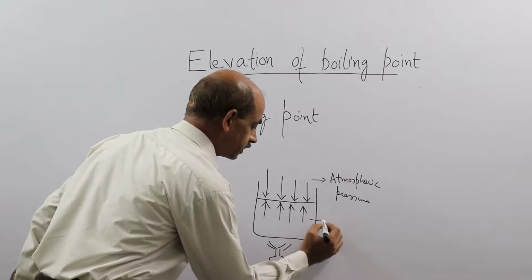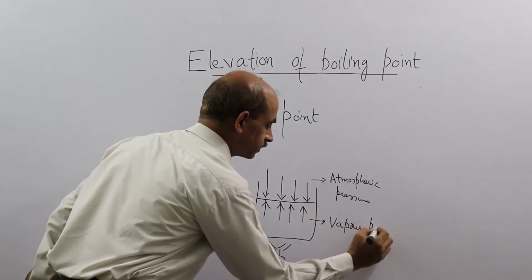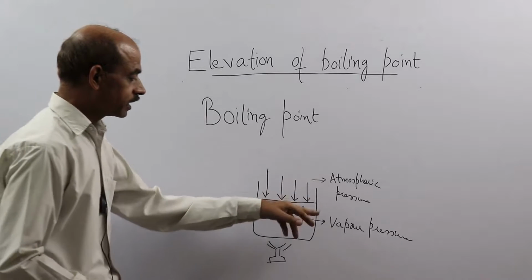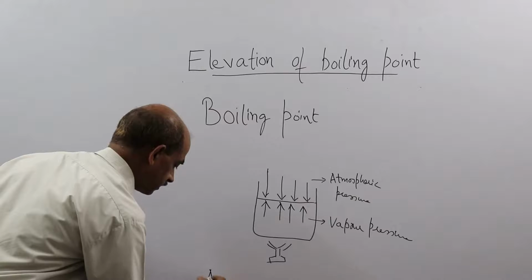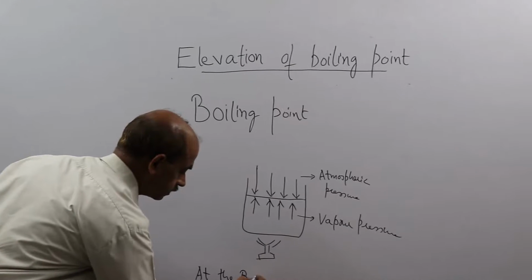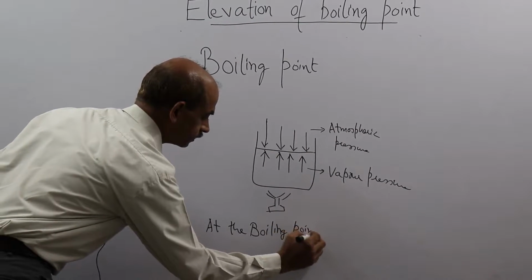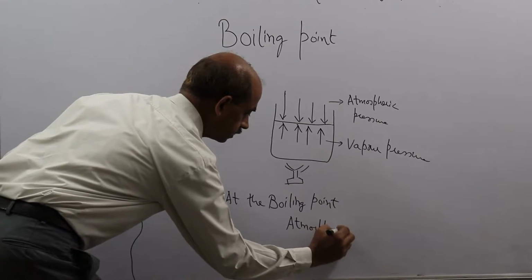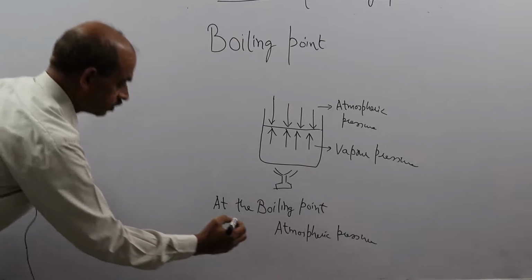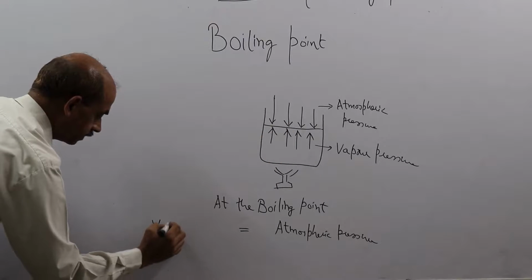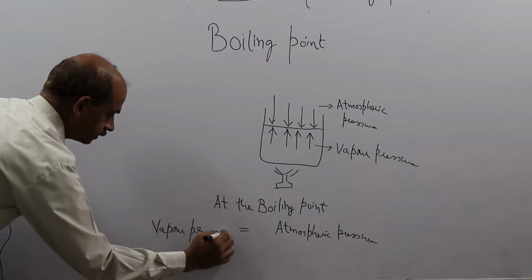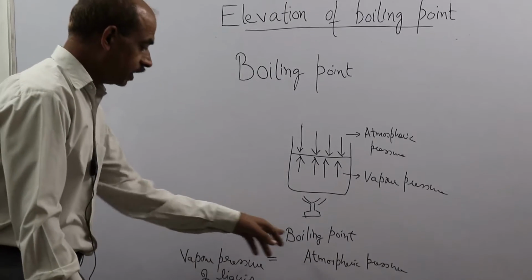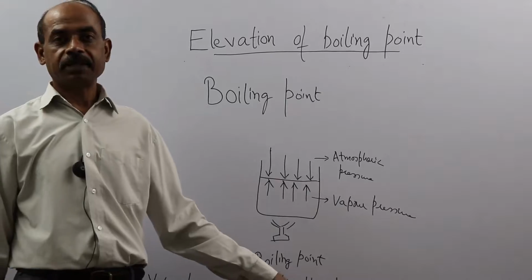Let us denote this by the vapor pressure. So at the boiling temperature or at the boiling point, what happens exactly is these two become equal. At the boiling point, the atmospheric pressure is equal to the vapor pressure of the liquid.